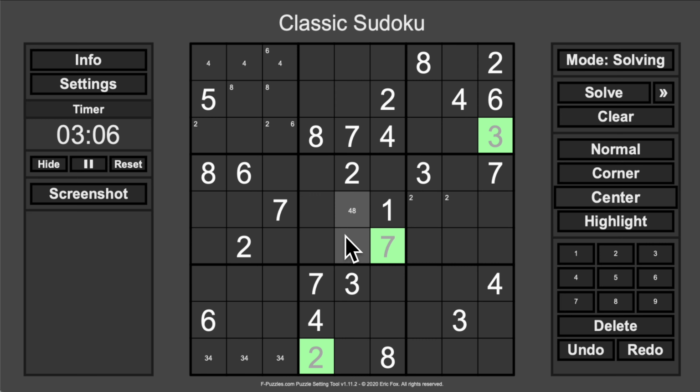Actually, since there's a pair there, I might as well start with these. 2, 3, 4, 7, 8 already placed. That means I need 1, 5, 6, and 9. Well, this can't be 5 or 6. So that's 1 and 9. 1, 5, 6, and 9. This, unfortunately, could be anything. It's not 6. That could be anything.